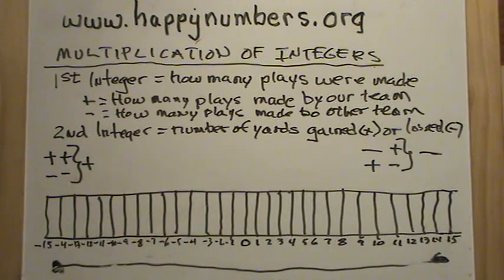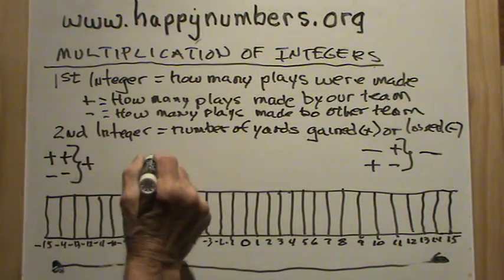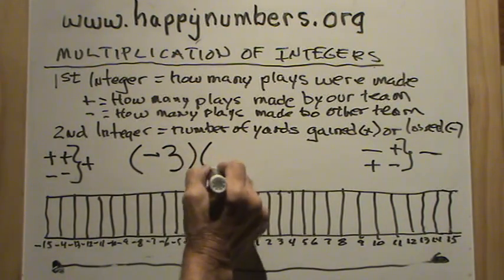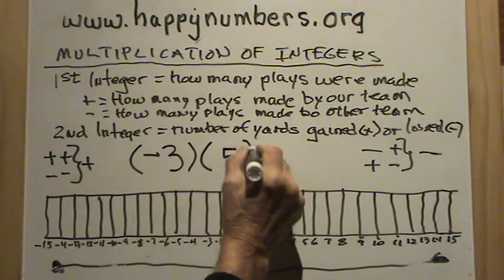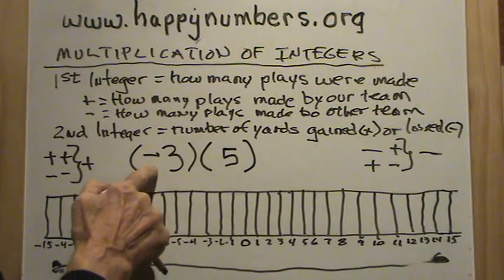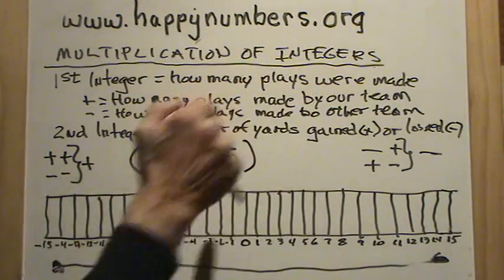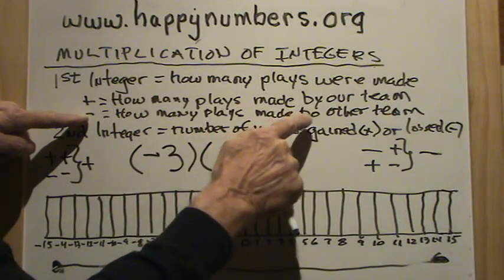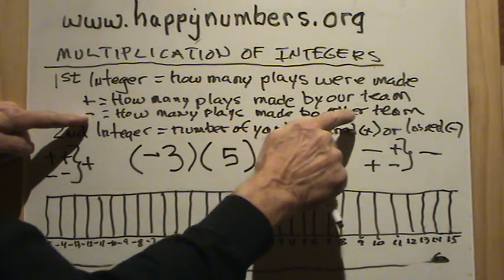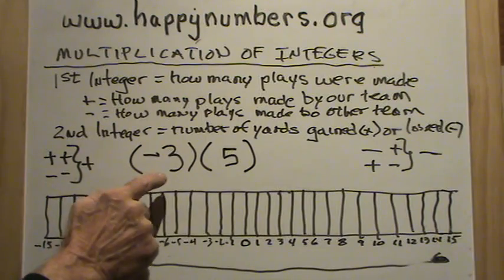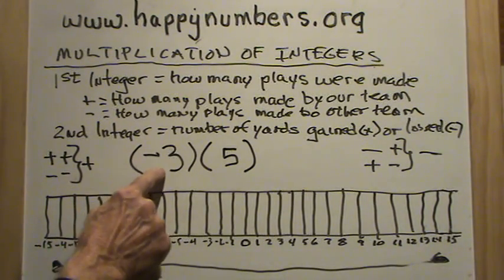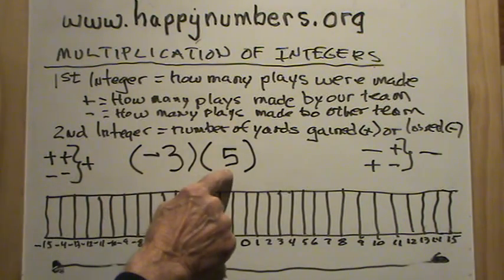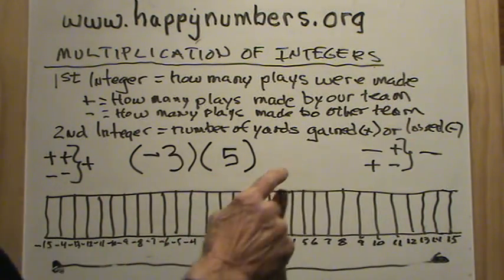Let's take a look at another one. Let's take a negative 3 times a positive 5. So the first integer, how many plays were made? The number is negative, so this is how many plays were made by the other team. So the negative 3 means the other team had 3 plays, and the second number tells us how many yards were gained or lost.